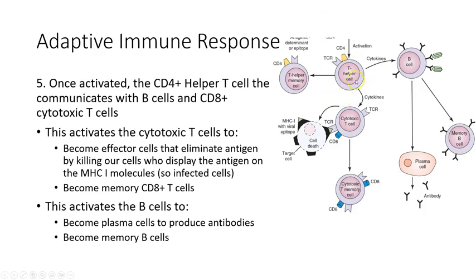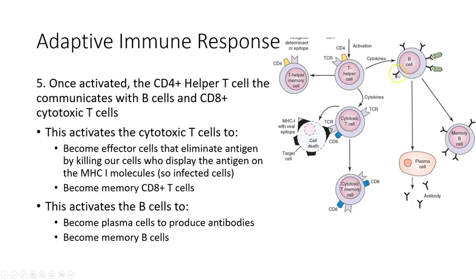When the CD4 helper T cell talks to the cytotoxic T cell, it then tells the T cell to become active. You're now an effector cell that can eliminate foreign antigens by killing any cell that displays that antigen on its MHC1 molecule, so any infected cell or a cancer cell. Some of our cytotoxic T cells also become memory T cells because we want to have those for later.